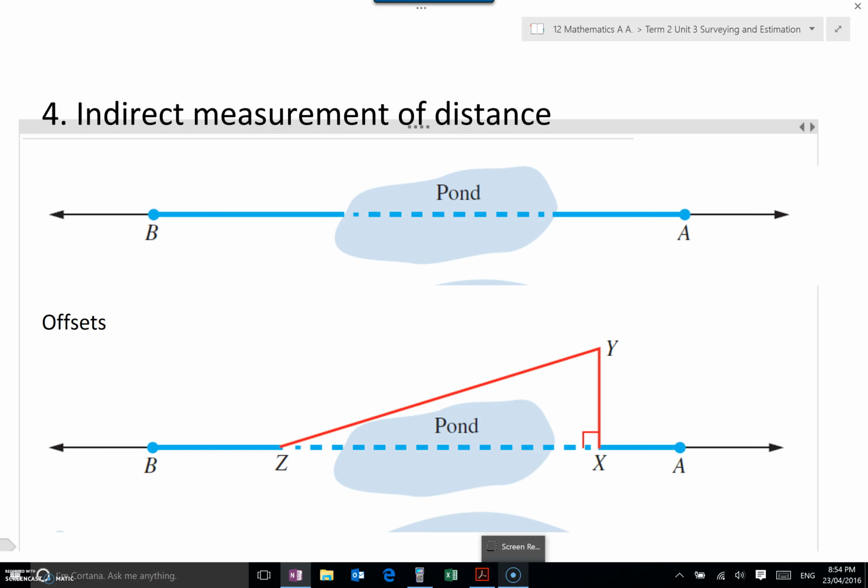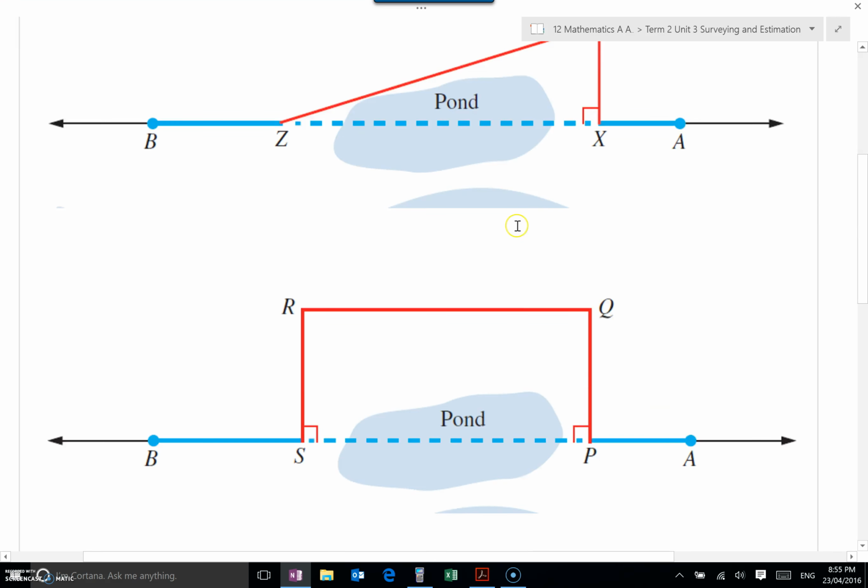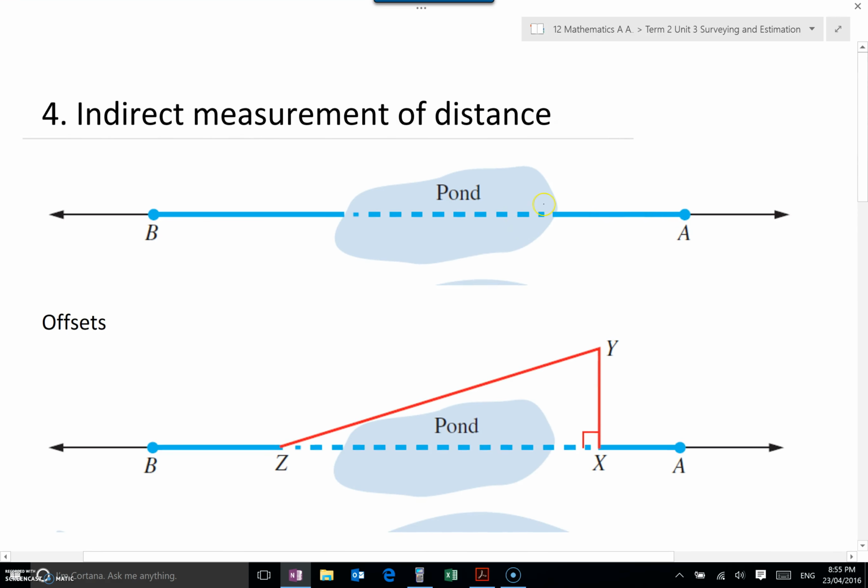This lesson 4 is about indirect measurement of distance. Suppose I need to measure the distance between point A and point B. I can't do that because this big pond is in the way. I physically can't roll out my tape measure between point A and point B because of this pond.